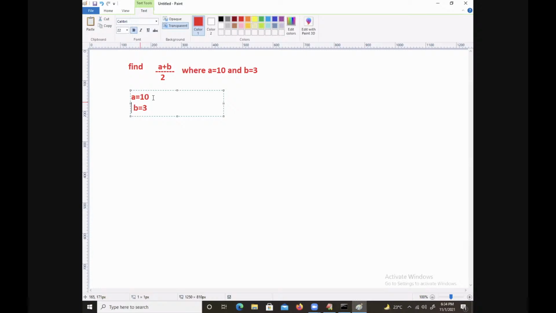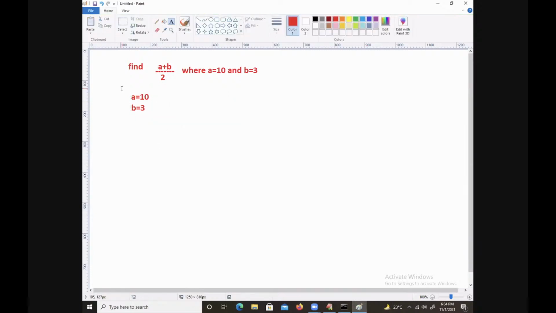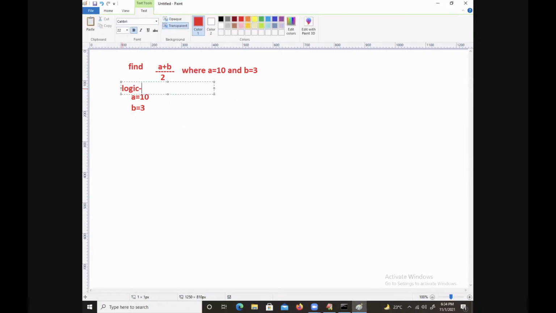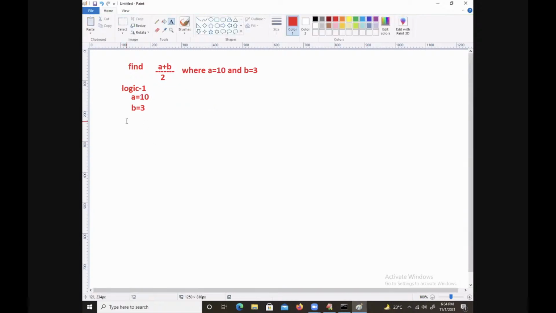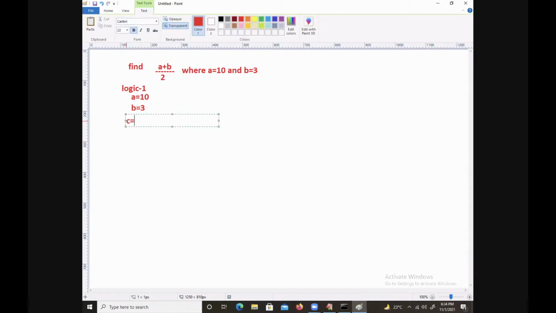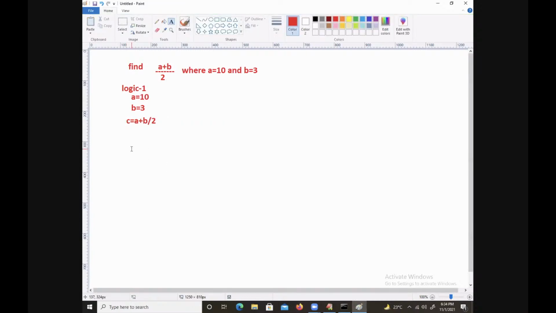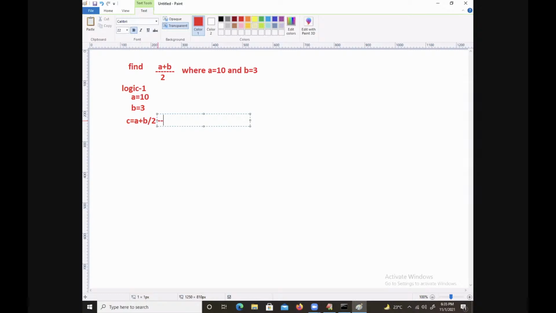Yeah. So in this case, for logic number 1, some person is writing the logic like this. He has written C is equal to A plus B by 2. Can you expect what the answer for this is?